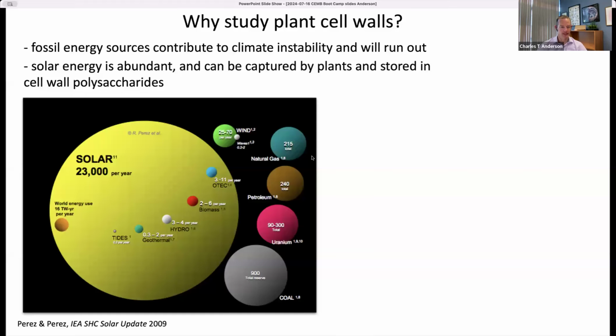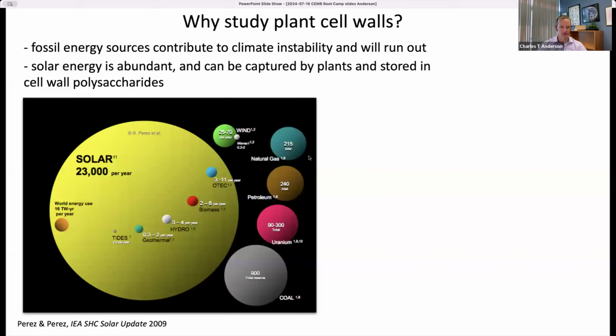So why, as somebody who started out as an animal cell biologist, did I choose to study plant cell walls? One of the motivations is that we rely a lot on fossil energy sources still, although renewable energy is growing as a portion of our energy use here in the US and around the world. But those fossil energy sources contribute to climate instability, and they're going to run out.